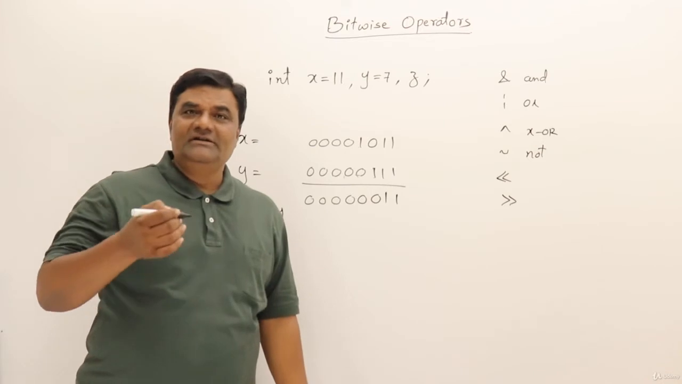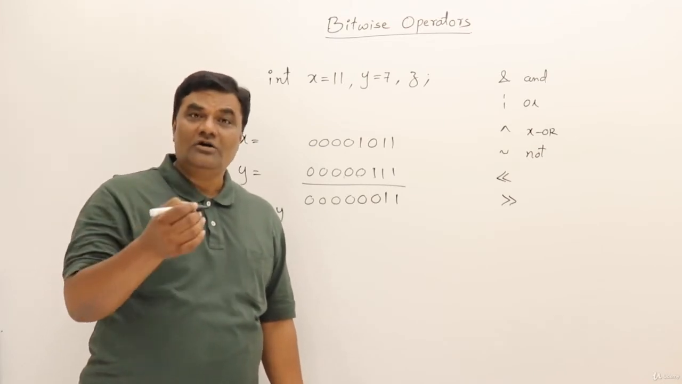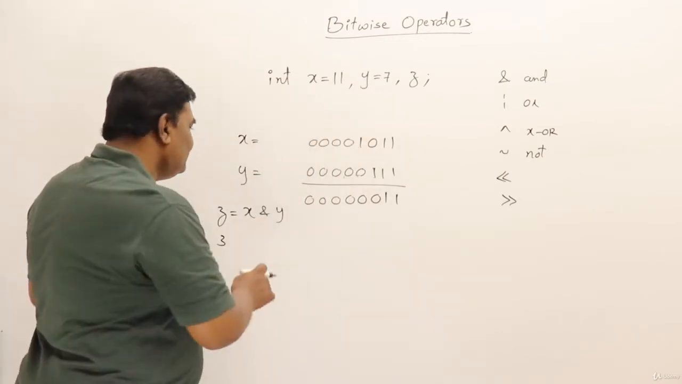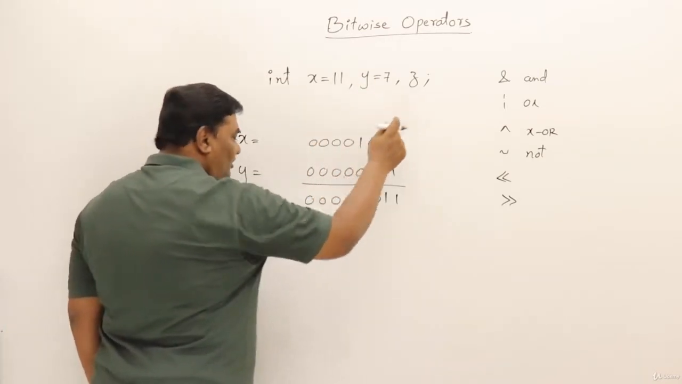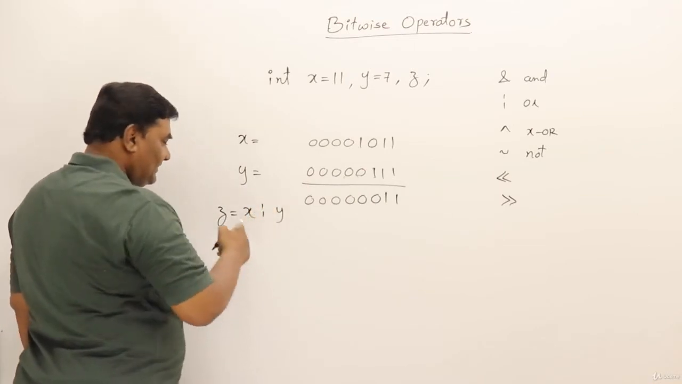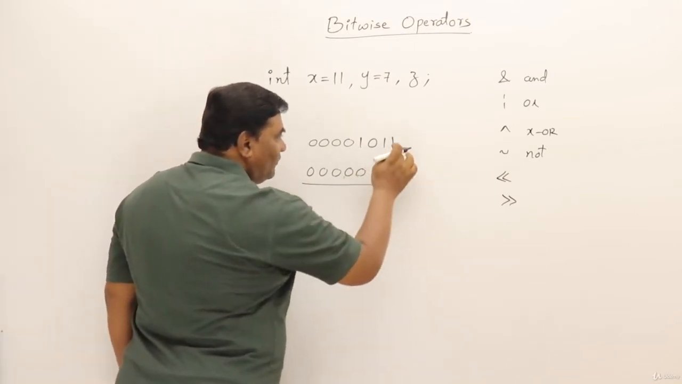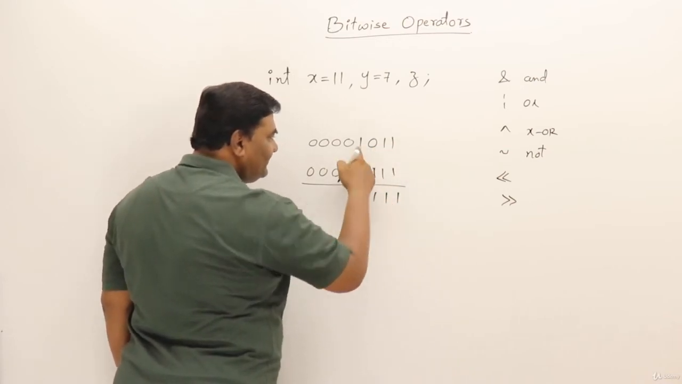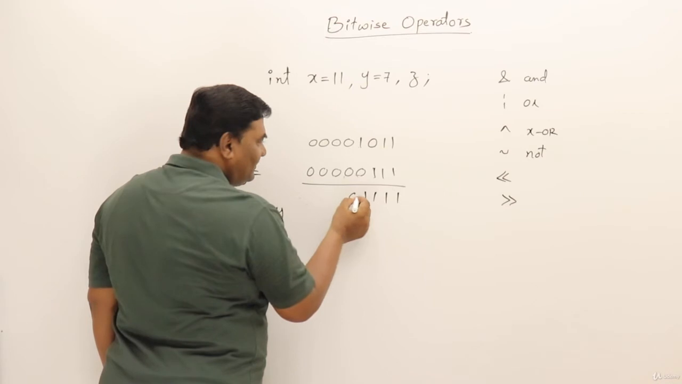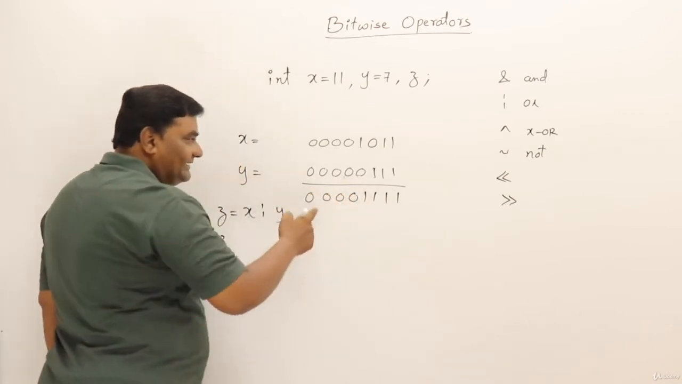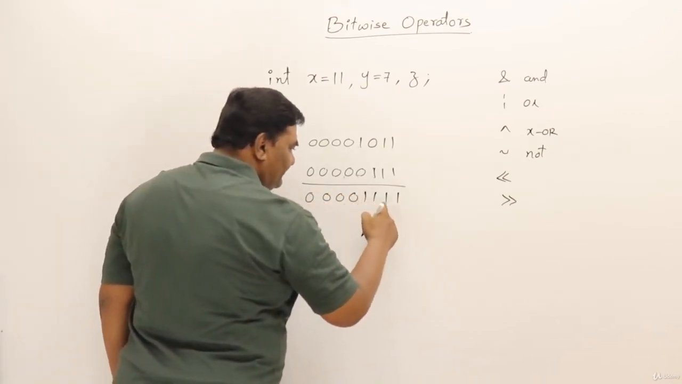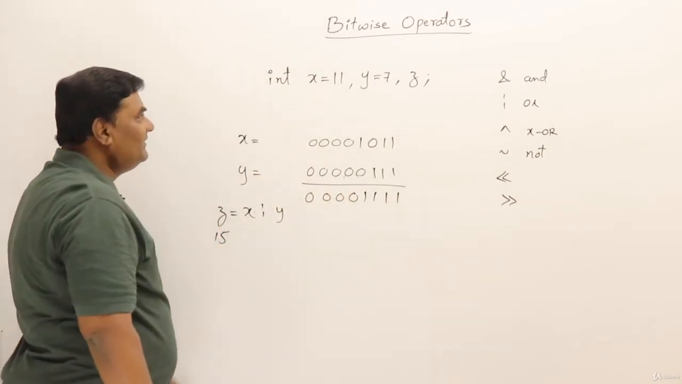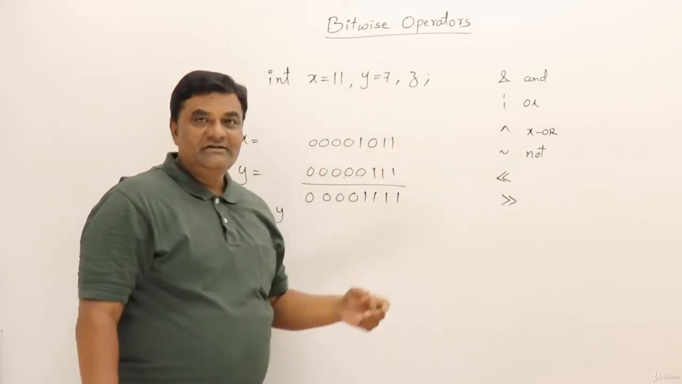Let us see what the result of the OR operation will be. I will take x as 11 and y as 7, and instead of AND, I will use the OR operation. The result is: 1 or 1 is 1, 1 or 1 is 1, 0 or 1 is also 1, 1 or 0 is also 1, and all the rest are zeros only. In binary form, it is 1111, so in decimal it is 15. 11 OR 7 is 15.